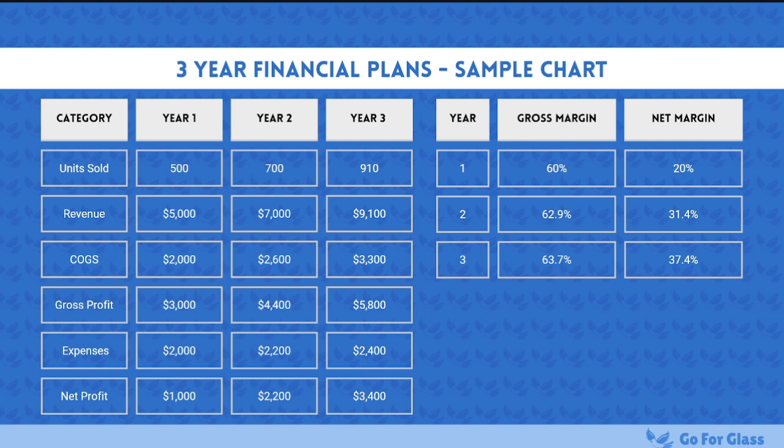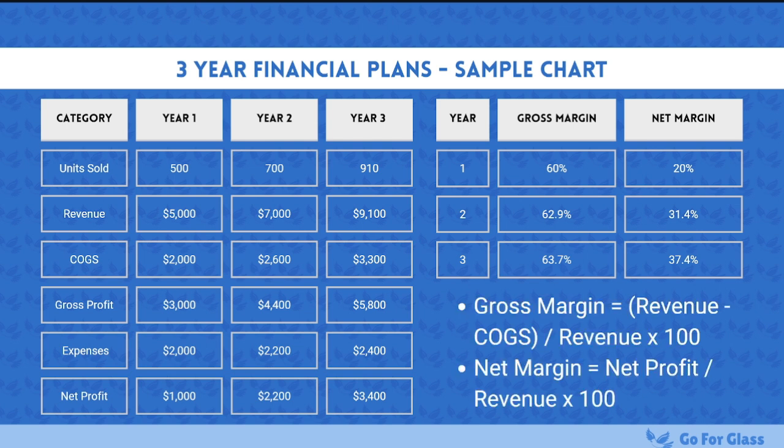Use clear row labels and year-by-year columns. Bold the net profit row to draw focus. Include margin rows or annotate key shifts. Use the following formulas to calculate margins. Gross margin is equal to revenue minus cost of goods sold divided by revenue times 100. Net margin is equal to net profit divided by revenue times 100.